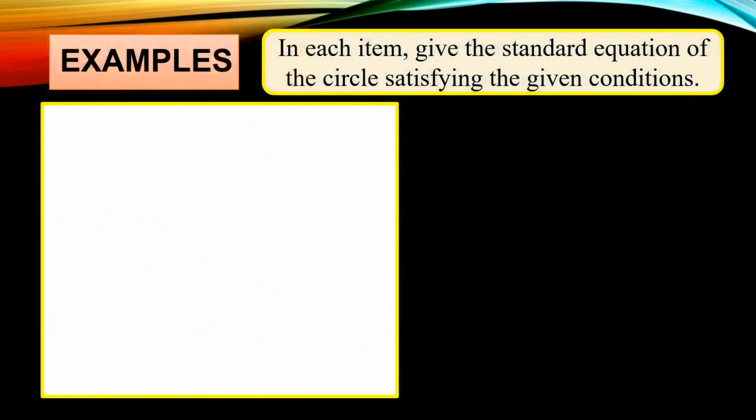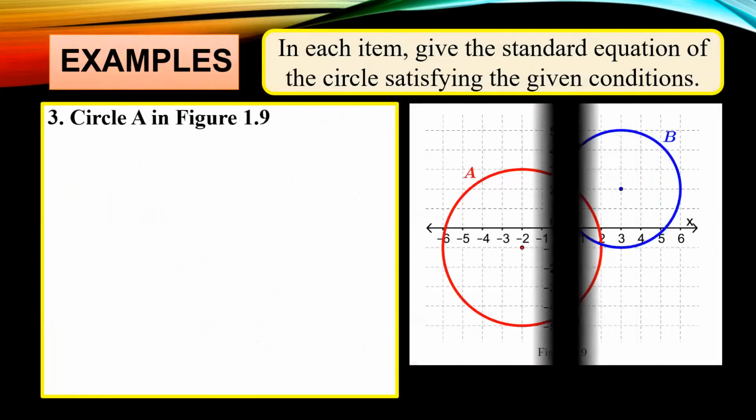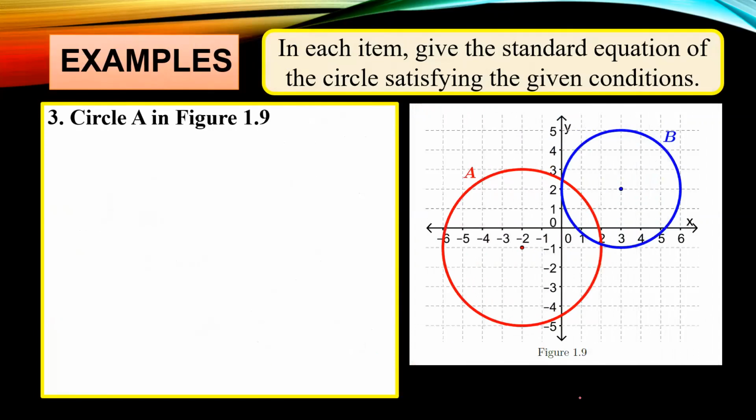Next, we have another example. Give the standard equation of a circle satisfying the given condition. Circle A in the given figure. So we have here the figure 1.9. The red one is the circle A. So we have the solutions.